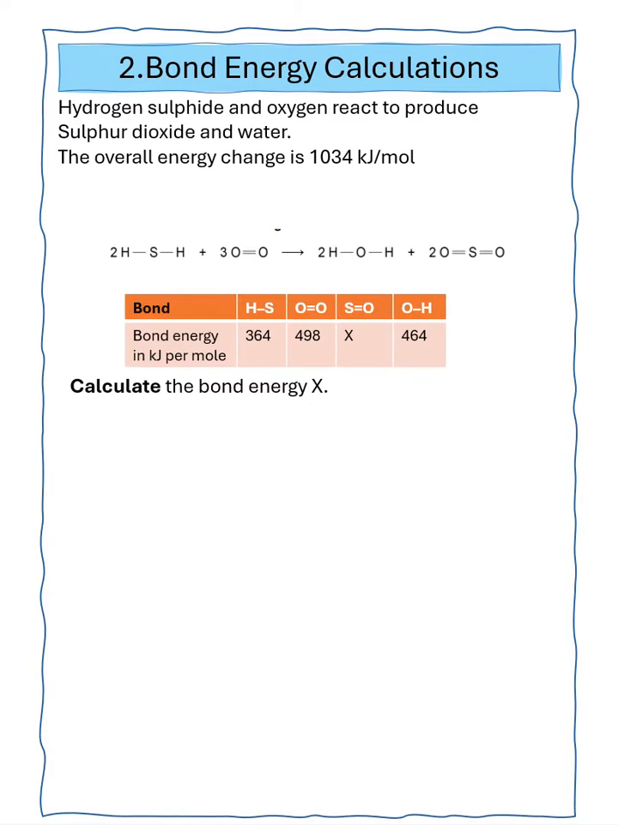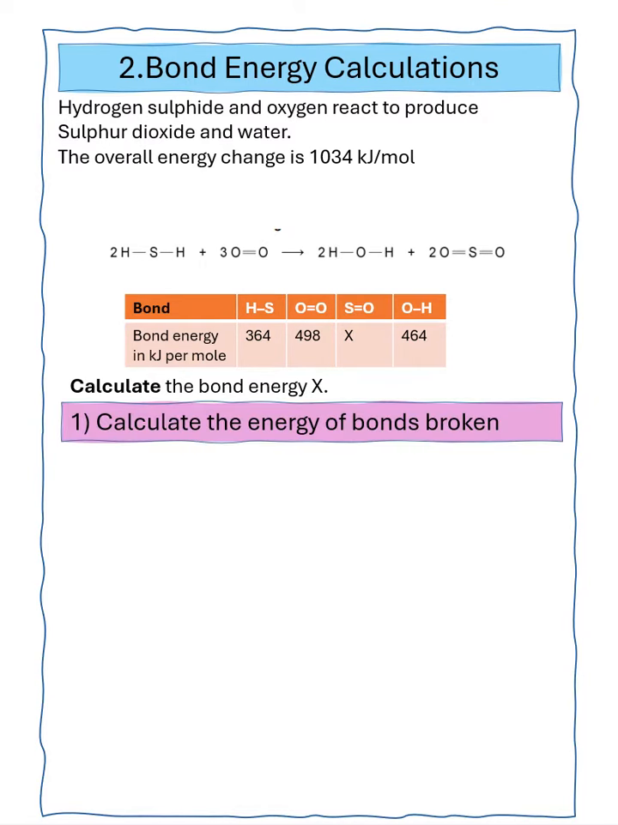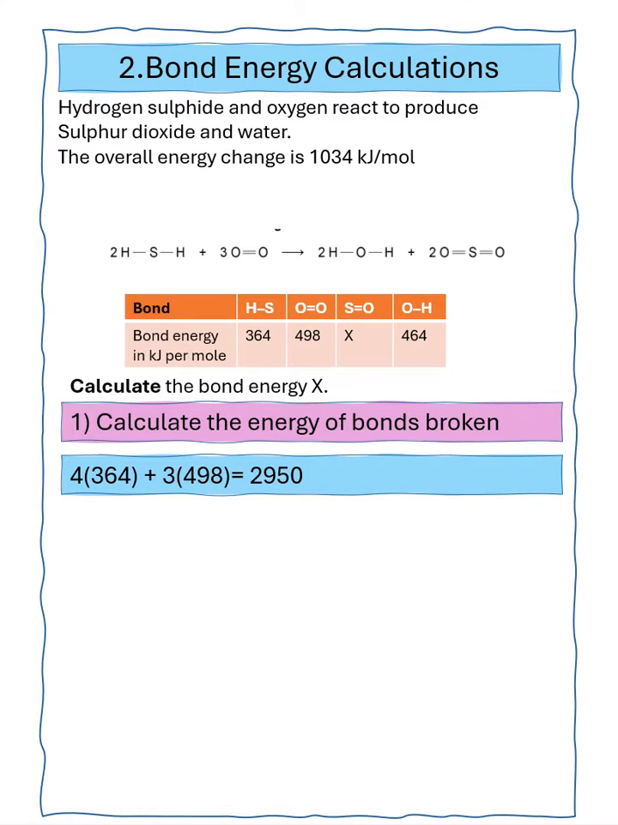Question 2 says calculate the bond energy X. We're told in the question that hydrogen sulfide and oxygen react to produce sulfur dioxide and water. We're told that the overall energy change is 1034, and we're given the displayed formula for the reaction. So first thing we've got to do is calculate the energy of the bonds broken. So we know we've got 4 hydrogen sulfide bonds with an energy value of 364 and 3 oxygen double bond oxygen with a value of 498, giving us a total value of 2950 to break those bonds.